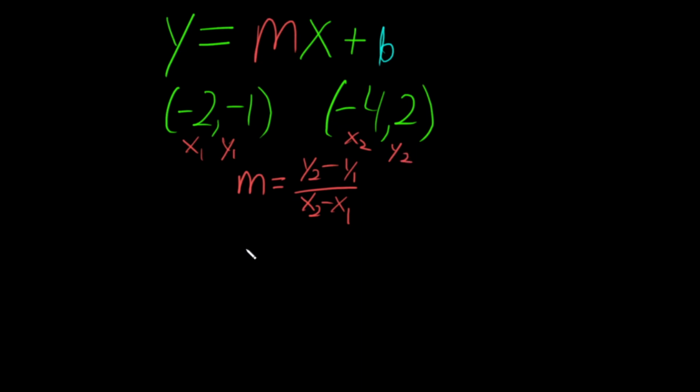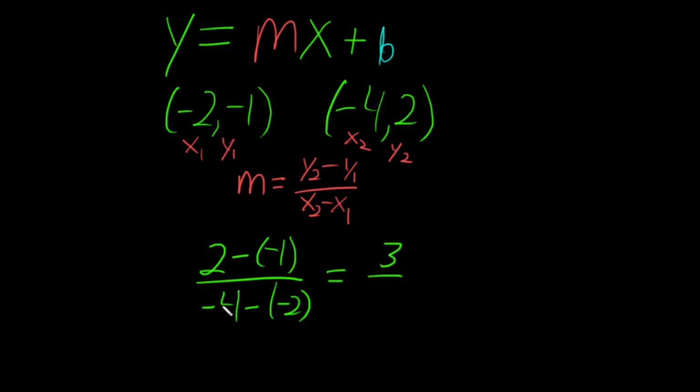Let's first get the slope. y2 in this case was 2. We're going to subtract y1, which is -1, over x2, which is -4, minus x1, which is -2. 2 minus -1 would be 2 plus 1. That gives us 3. And then -4 minus -2 would be like adding 2, and that would give us -2. So our slope is 3 over -2, which is the same as -3 over 2. Again, the negative can apply to either the 3 or the 2, just not both.